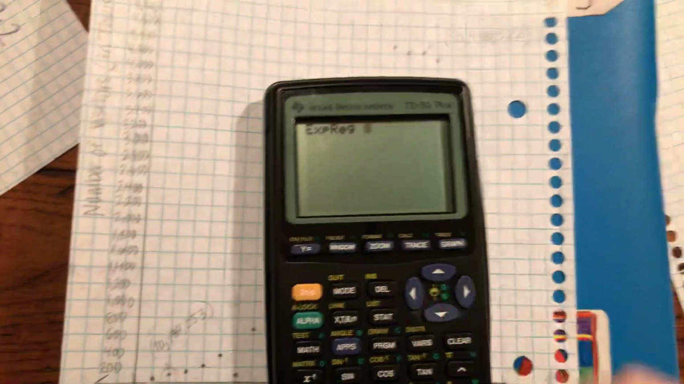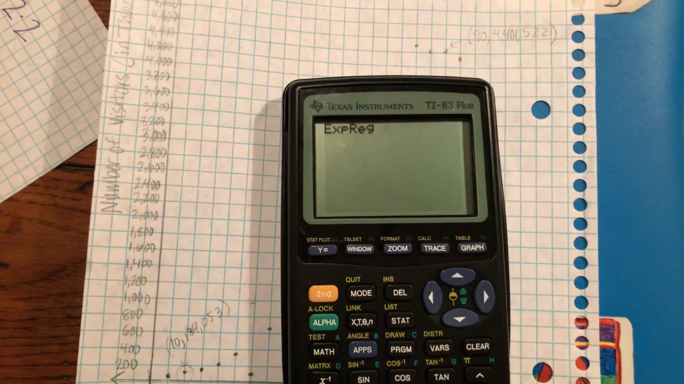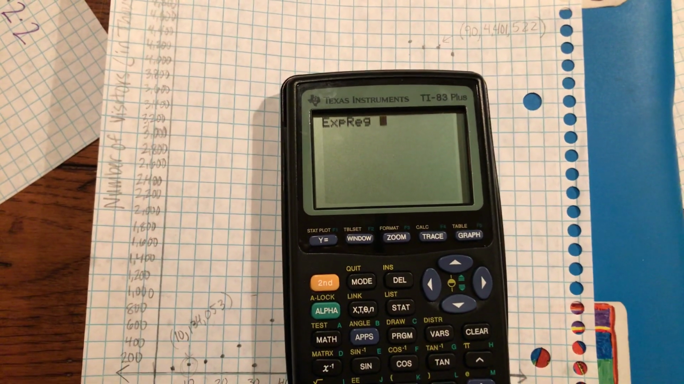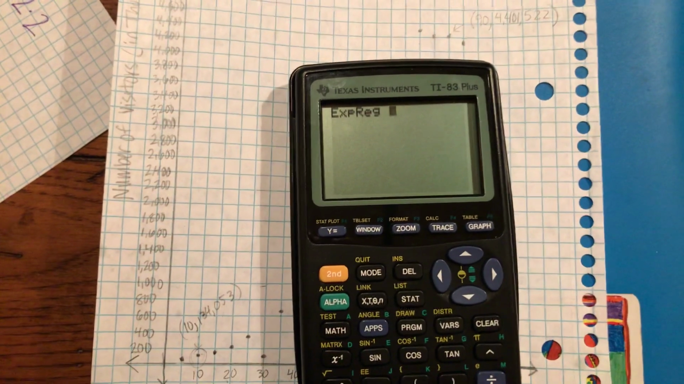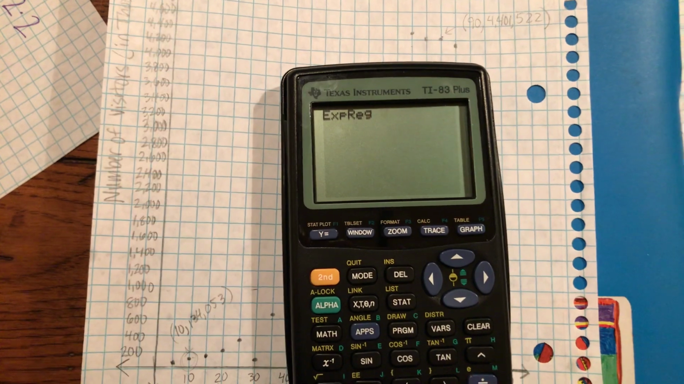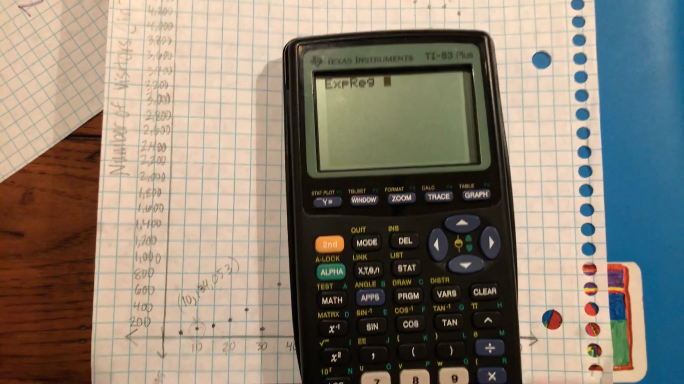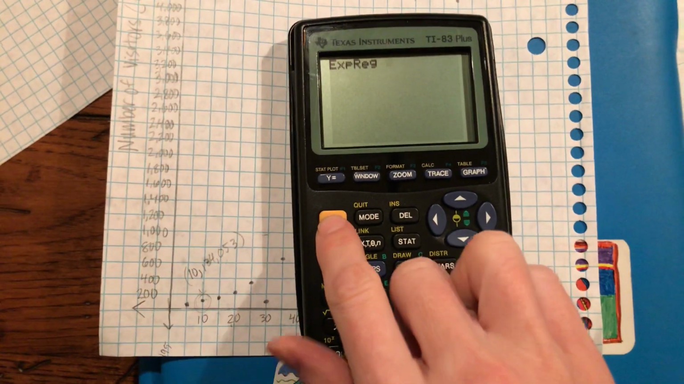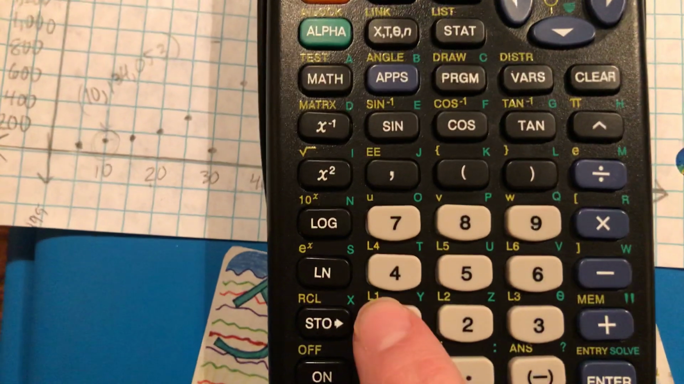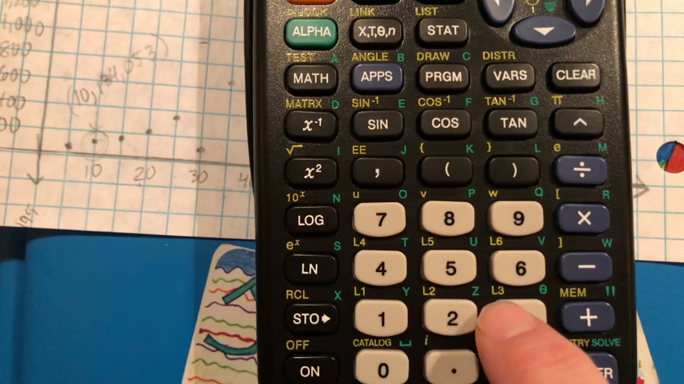Okay, so the next thing you're going to do is tell it, so the calculator is saying, okay, you want me to find an exponential regression, but what am I going to find it of? Like, what are the values that I'm going to use to find my exponential formula, my regression? So you're going to tell it the values you want it to use.